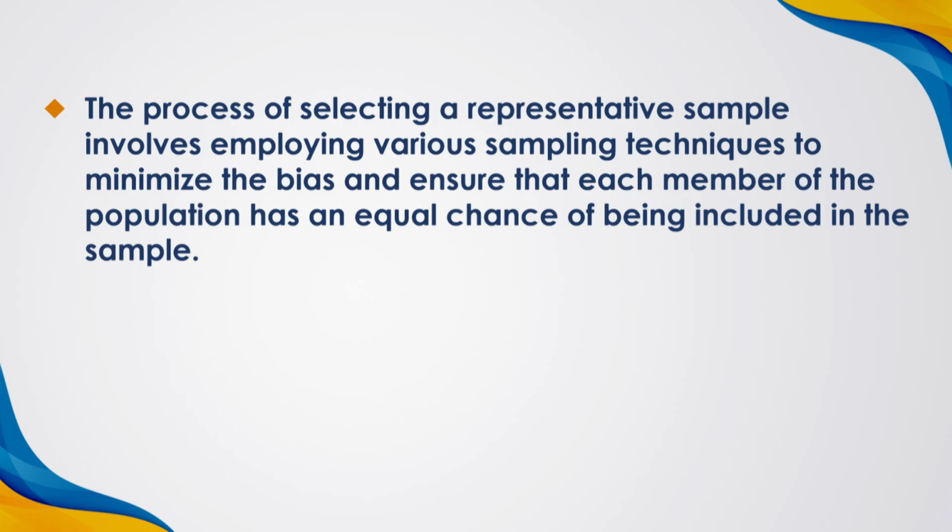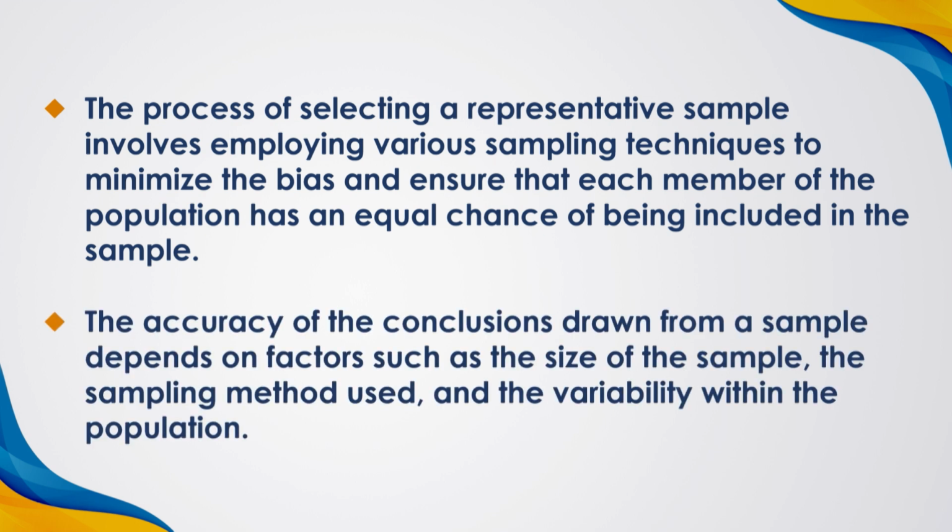The process of selecting a representative sample involves employing various sampling techniques to minimize the bias and ensure that each member of the population has an equal chance of being included in the sample. The accuracy of conclusions drawn from a sample depends on factors such as the size of the sample, the sampling method used, and the variability within the population.